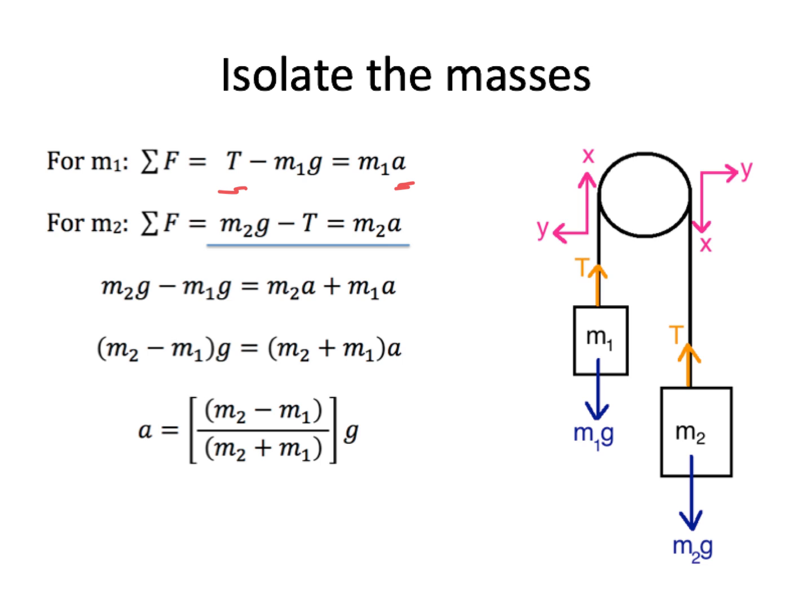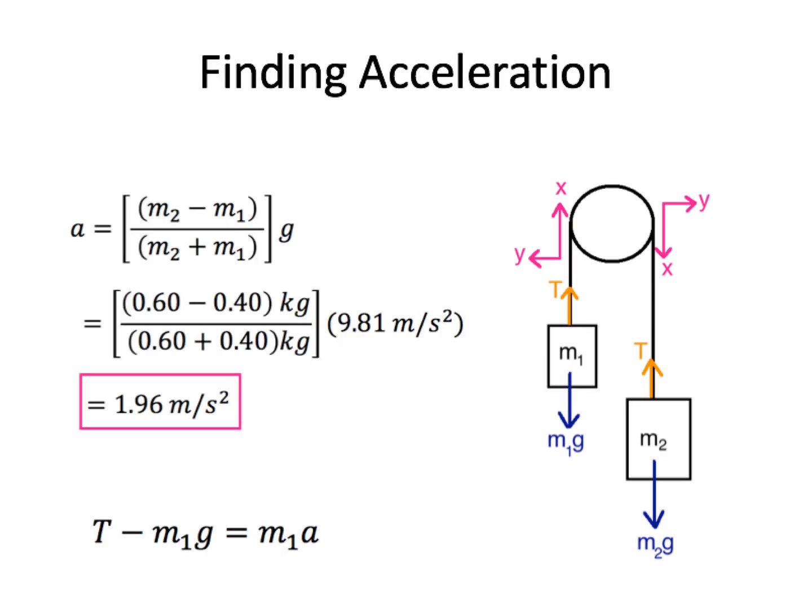But that wasn't what this problem was. This problem gave us the masses and said, what's A? And so to find A, all we have to do is plug those masses in. When I plug those masses in, I get M2 minus M1, that gives me 0.2 kilograms, divided by 0.6 plus 0.4, that gives me 1 kilogram, all times little g, 9.81 meters per second squared. Note the kilograms are going to cancel, and I end up with an acceleration of 1.96 meters per second squared.